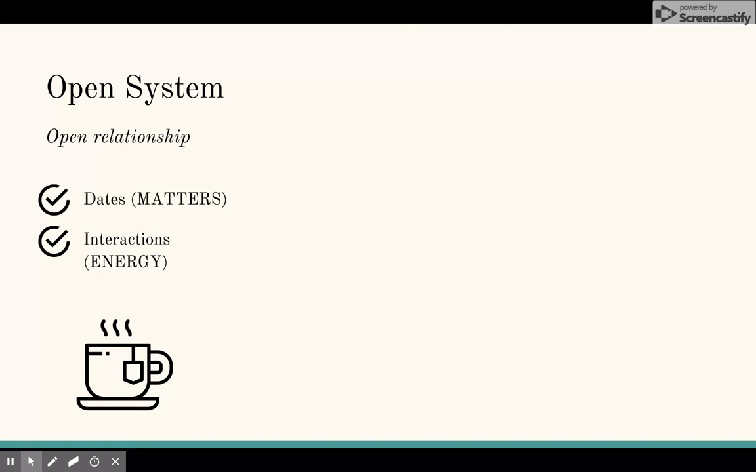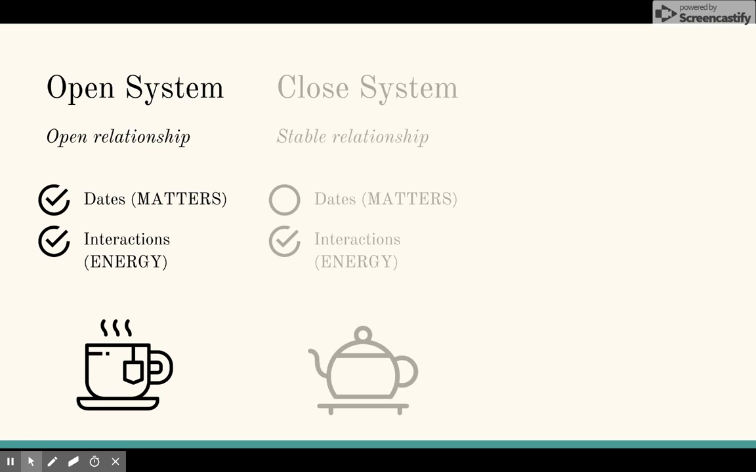An open system represents an open relationship, in which the couple is open to going out on dates and interacting with others despite being in a relationship. In this case, going on dates is like exchanging matter, whereas exchanging interactions is like exchanging energy.